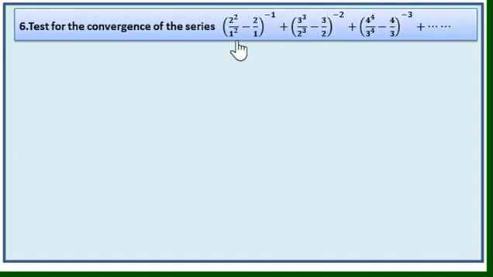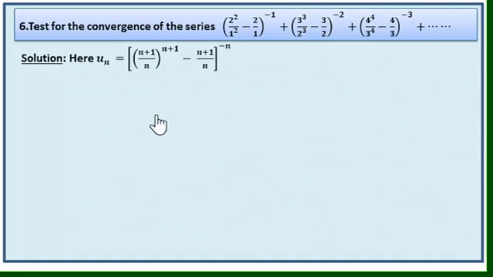And here in the denominator we have 1 squared, here 1. Here in the second term we have 2 cubed and here 2, and third term 3 to the power 4 minus 3. So in general we will be having n to the power n plus 1 and here n. Okay, and the numerator will be having n plus 1 to the power n plus 1. So this is the general term un.